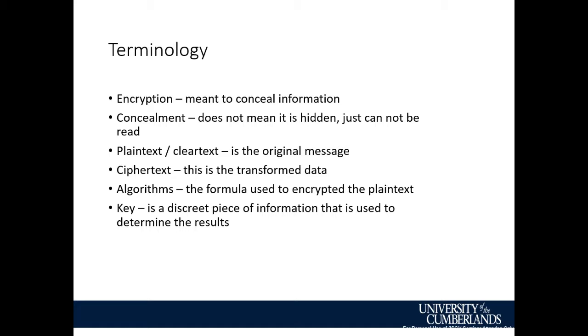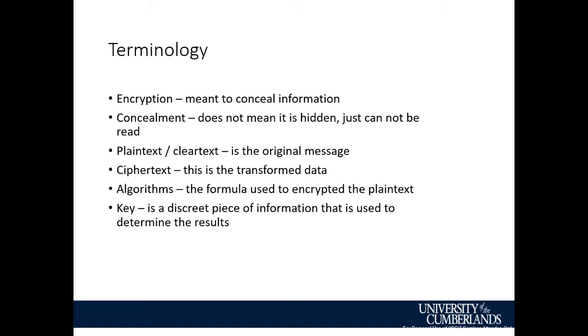So some terminology. Some of this is a review from last week, but we're still just trying to go over it and we're learning it. So we're going to go over some of the key components again. So basically, encryption is meant to conceal information. Concealment doesn't mean it's hidden, it just means it can't be read. It could be out in plain sight, but we just can't use it.